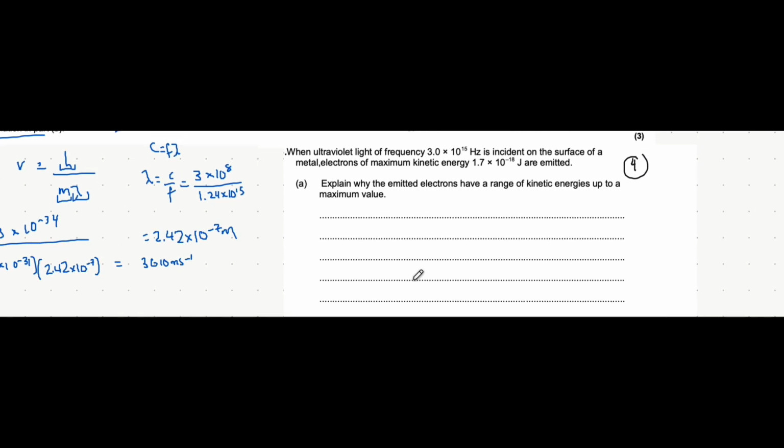Lastly is this worded question, which makes sense, and let's go through why. So it says that this much frequency is incident on the surface and electrons of this much kinetic energy are emitted. Why do the electrons have a range of kinetic energies up to a maximum value? Well, that's because of what we mentioned before, the fact that electrons in the deepest inner shell would need more energy to escape the surface than an electron on the furthest outer shell. Comparing it to an electron here, this would need more energy than this one because it has to excite first to the high energy level and then escape.